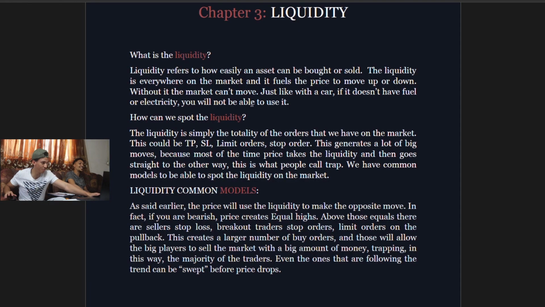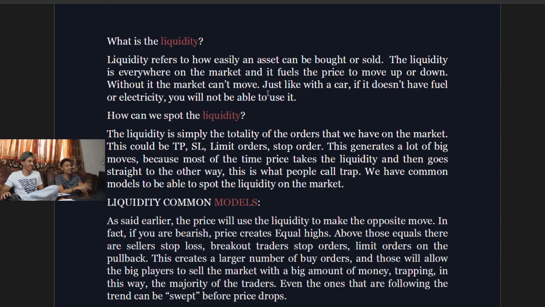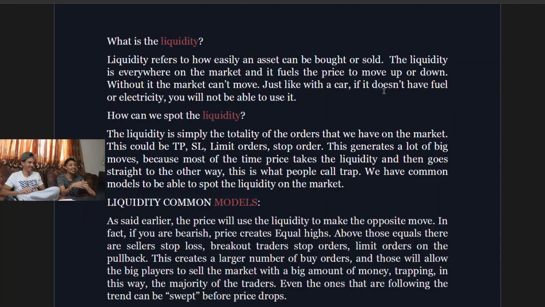Get your pens, because you can draw it out. Alright, so here we go. Liquidity. What is liquidity? Liquidity refers to how easily an asset can be bought or sold. Liquidity is everywhere on the market, and it fuels the price to move up or down. Without liquidity, the market can't move. Just like with a car, if it doesn't have fuel or electricity, you will not be able to use it.